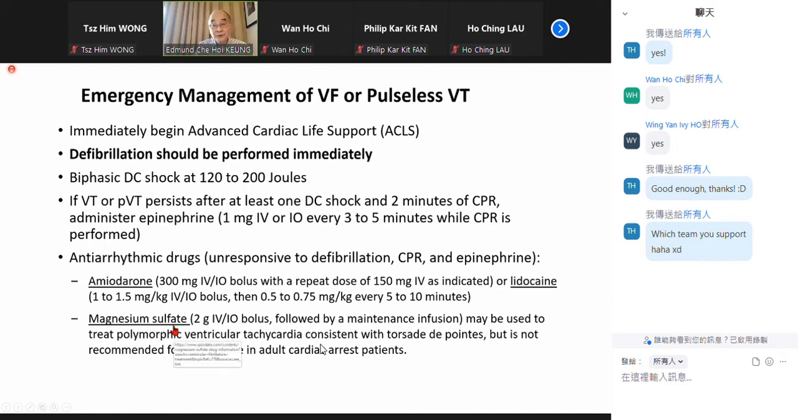Magnesium sulfate is very useful for someone with torsades de pointes. It's another treatment for recurring torsades if someone has sinus bradycardia. Torsades can happen in someone with complete heart block when they're very slow. By temporary pacing, we bring the heart rate to 80 to 100 beats per minute, and you can prevent this from happening temporarily.